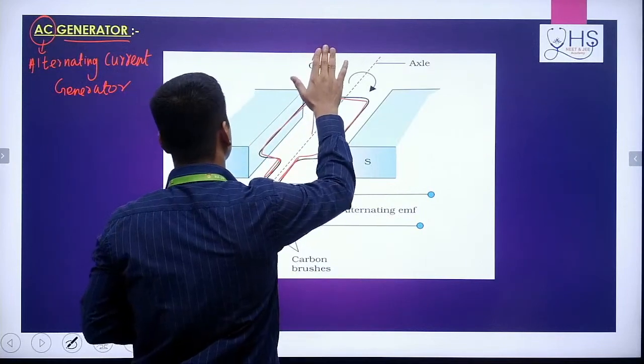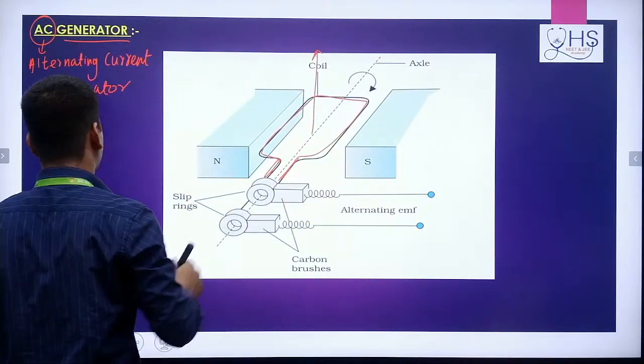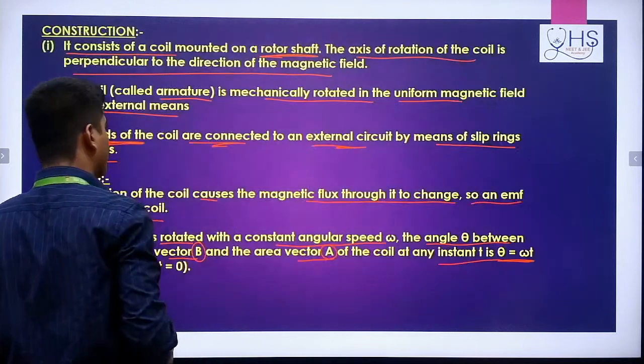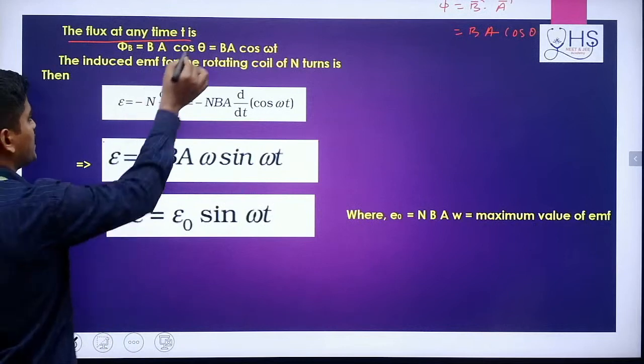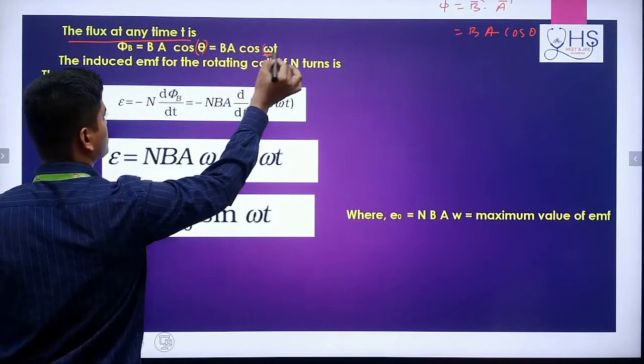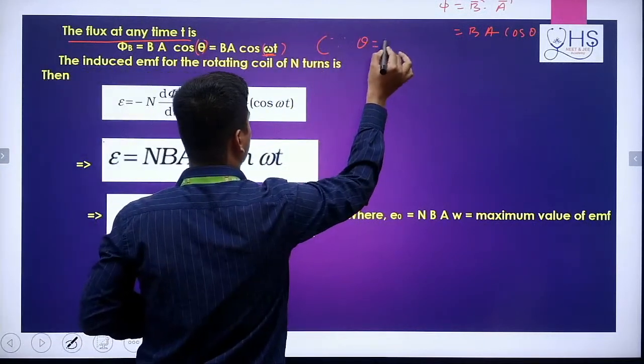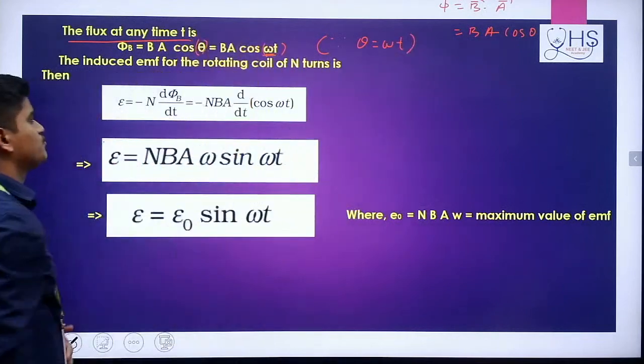Area vector and magnetic field. So that angle they are told as omega t. Now this theta is nothing but omega t. I substituted here: theta equal to omega t. That's why my magnetic flux is this one.